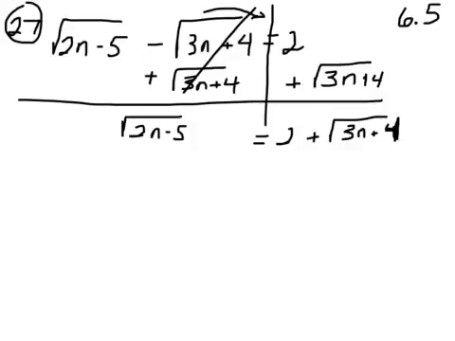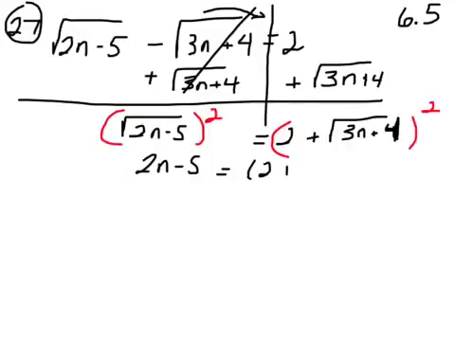And that's what's going to have to happen here. I've got one radical by itself over here. The other side's going to be a mess, but I can't help it. I'm going to square both sides. On the left-hand side, the square root of 2n minus 5 squared is just going to be 2n minus 5. And over here, I'm going to have to distribute all this, or we can call it FOIL if you like calling it FOIL.